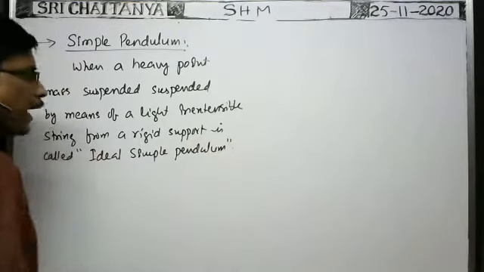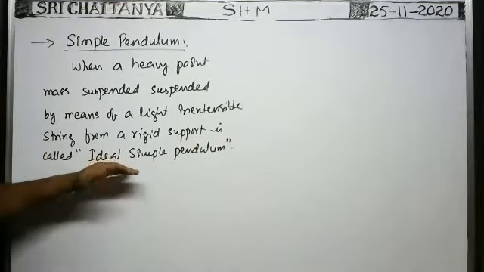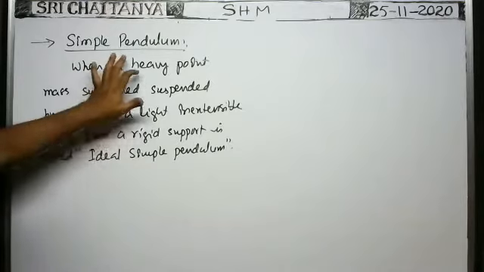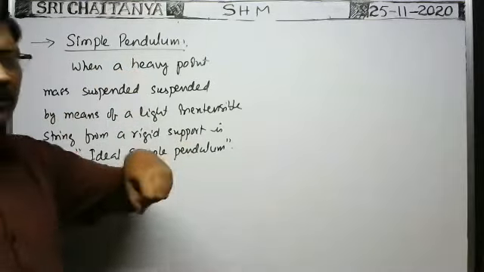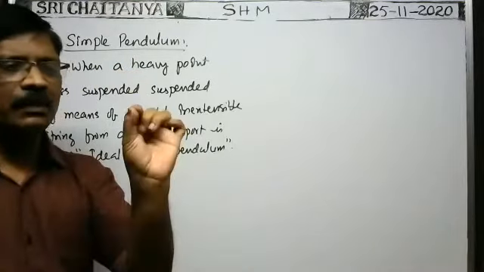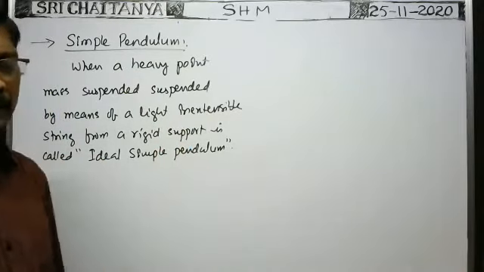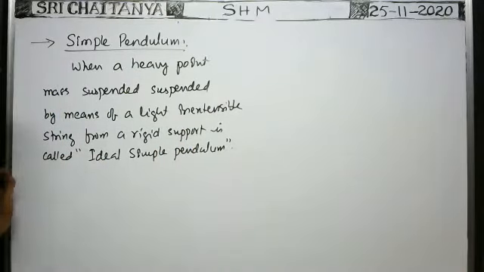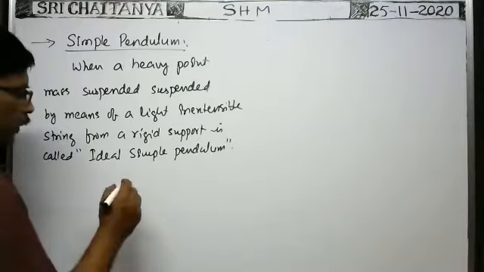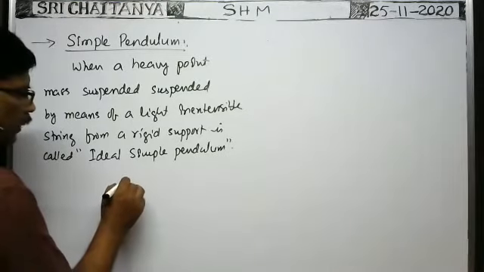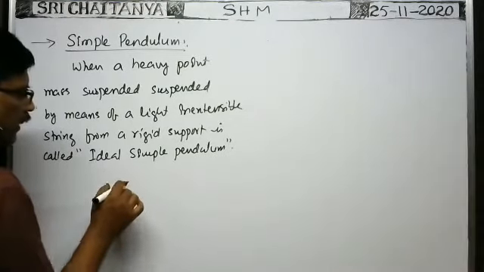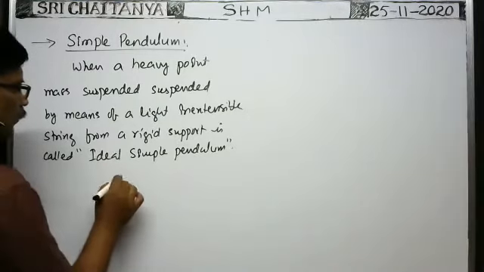But in actual practice, it is not possible to construct the ideal simple pendulum, because the heavy point mass must have very high mass, but its size must be just like a particle. It is not possible in actual practice. That's why in actual practice, a heavy sphere is suspended by means of an inextensible light string.